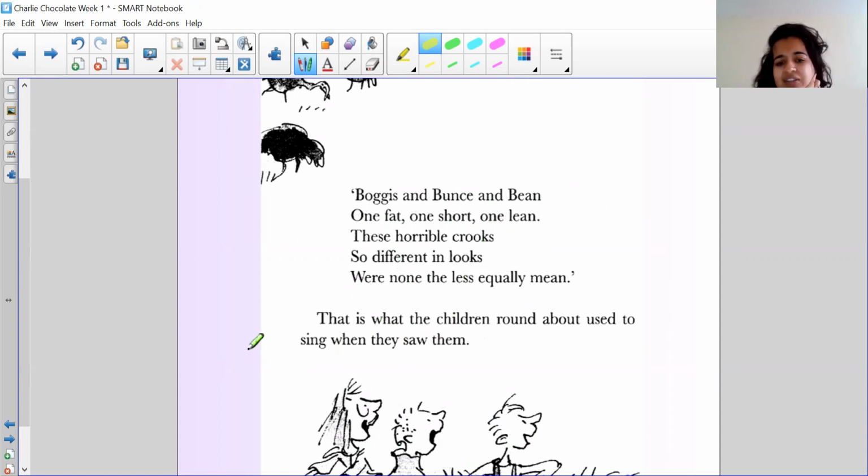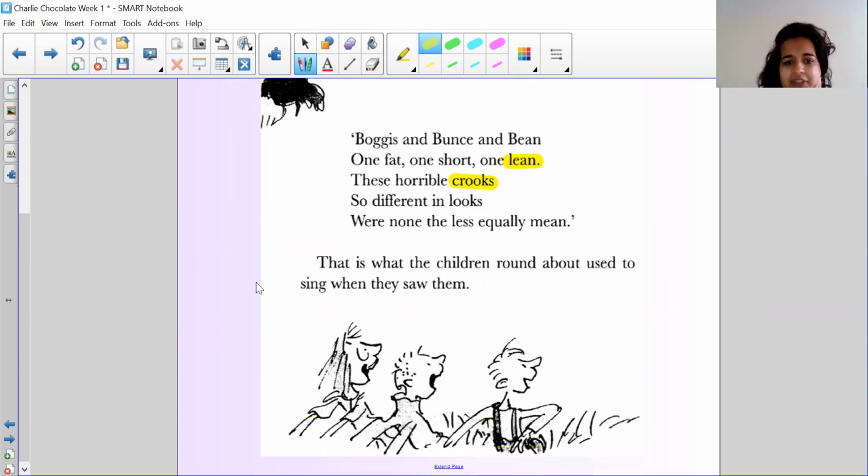It's not a very nice song, is it? It seems like they don't really like the farmers, okay? One was fat, one was short, one was lean. And lean means skinny and thin, okay? And crooks. We all know what crooks are, okay? They're mean people. They're people that tend to steal things, okay? Just nasty people. Okay, so that was the text that you had to read today.